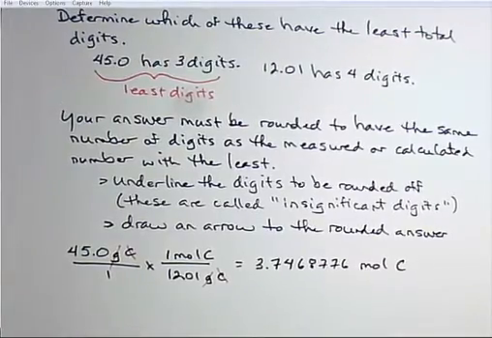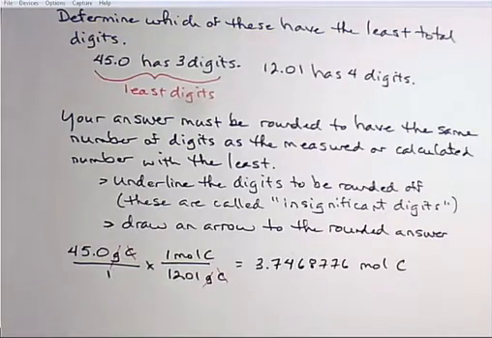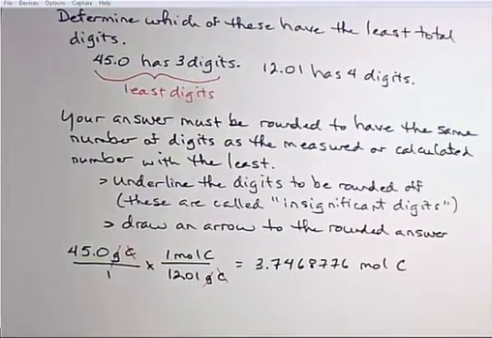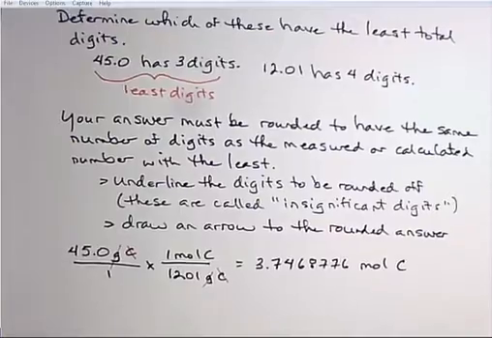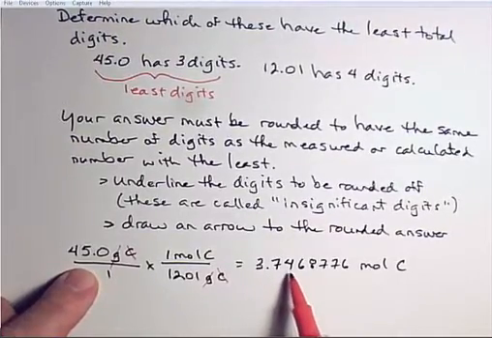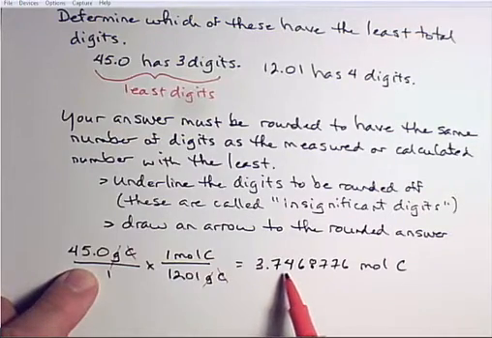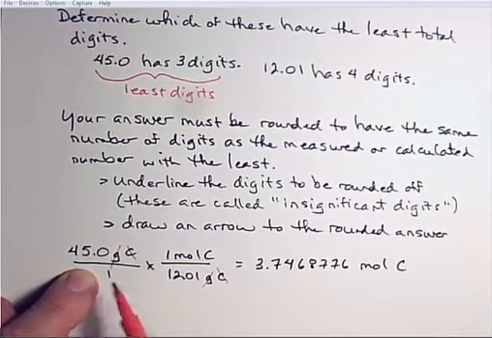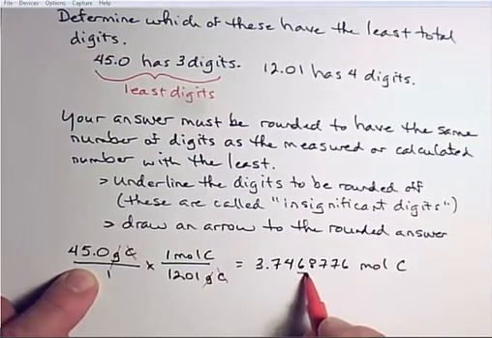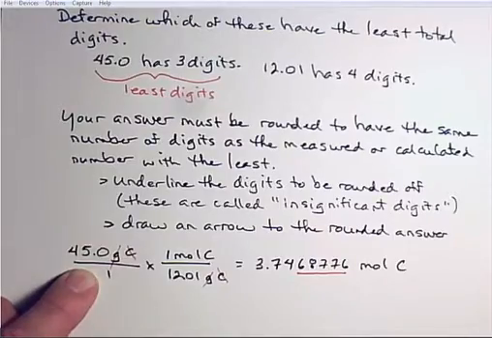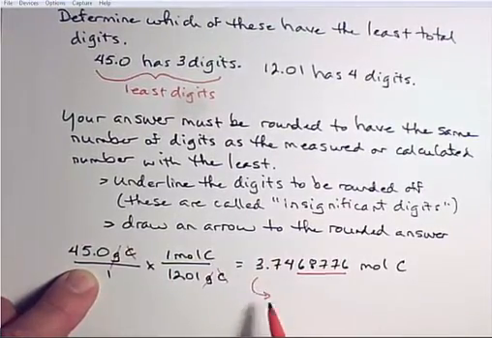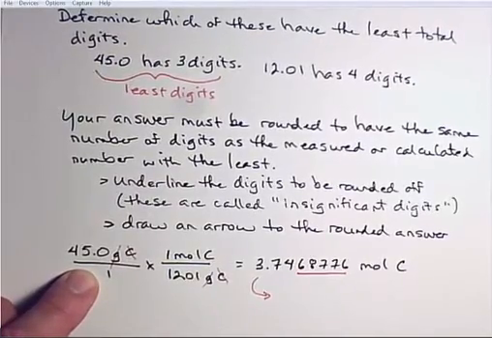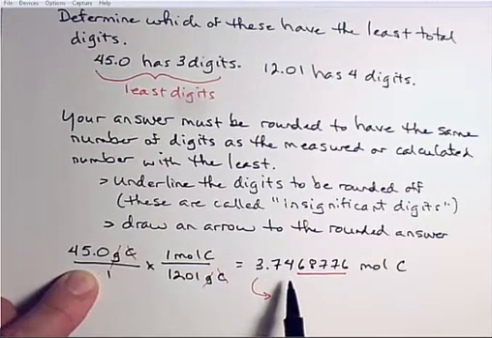Okay, this is where we stopped the last time. All right, so we've determined that we need to have 3 significant digits in our final answer, because 45.0 has the least digits of the two numbers we're interested in, the two that fall in the category of measured or calculated. And so we're going to look over here and we say 1, 2, 3. Those are our significant digits. The first 3 digits are our significant digits because they match the number of digits the measured or calculated number with the least digits has. And so we go over here and we start to underline all the other digits. Those are the insignificant digits. Okay? And then we draw an arrow to show that we're rounding off, and draw the arrow to the rounded off answer. And then we're going to round this off to what?